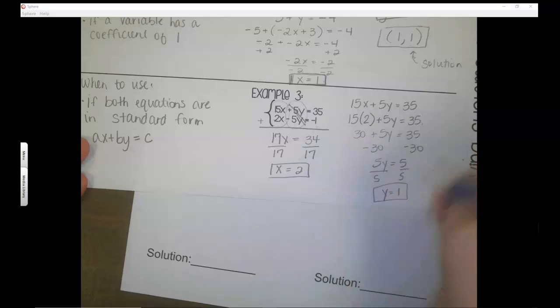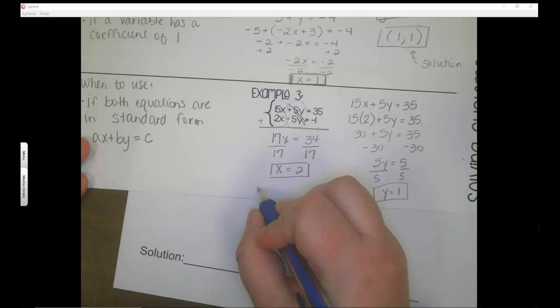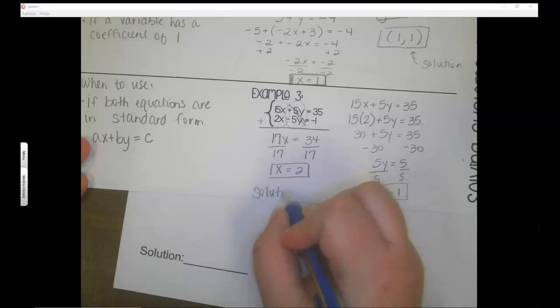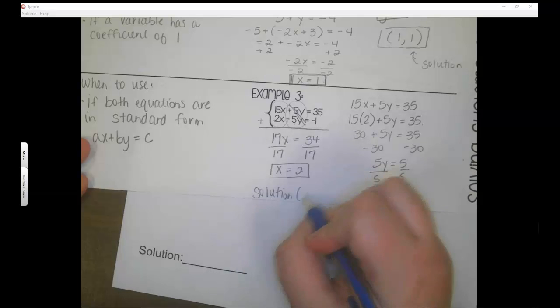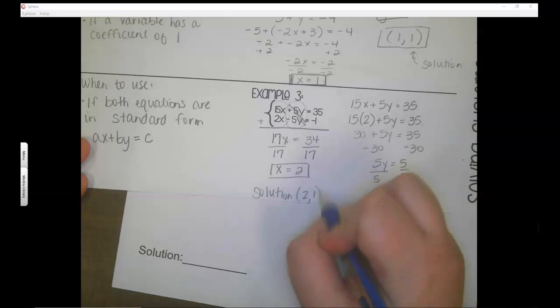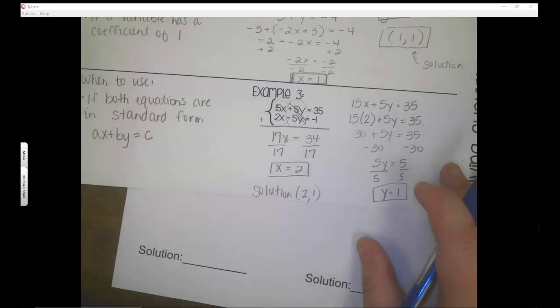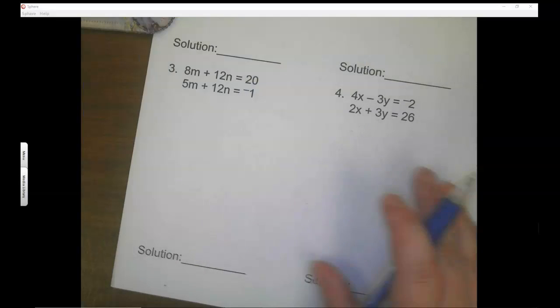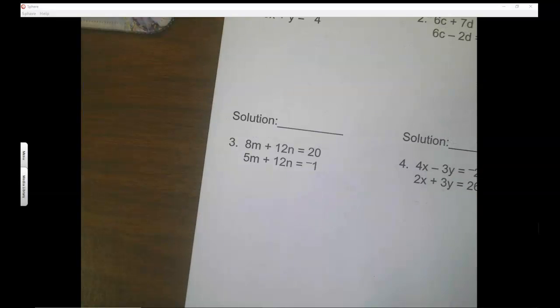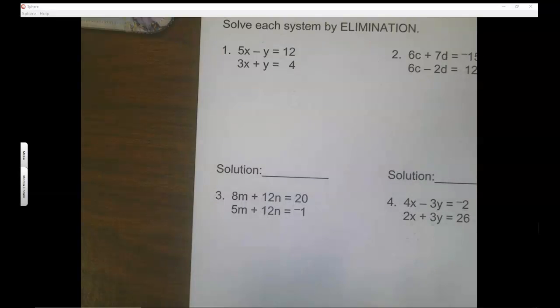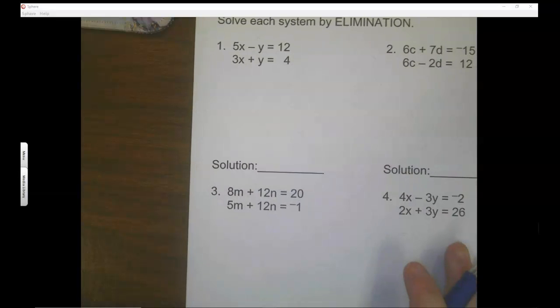And so my solution is 2, 1. We could plug both of those in there and test them, and we could see that they would be true for both of them. All right, so let's go ahead and flip to section 10.4 on elimination. I'll give you a second to get there.